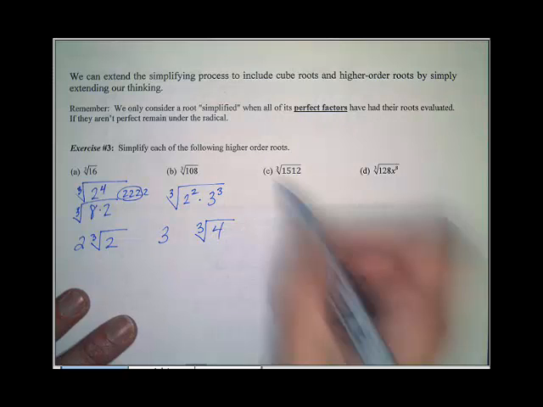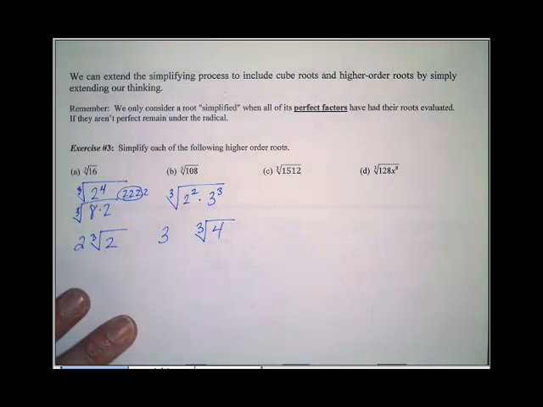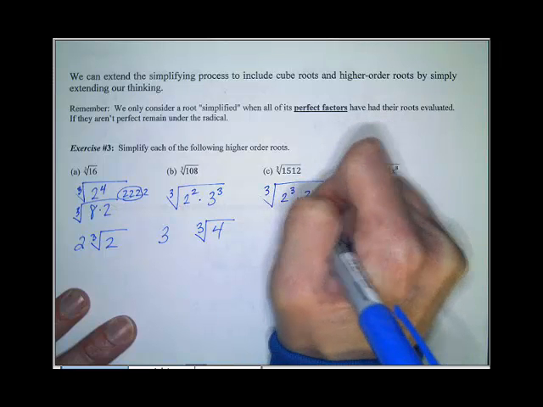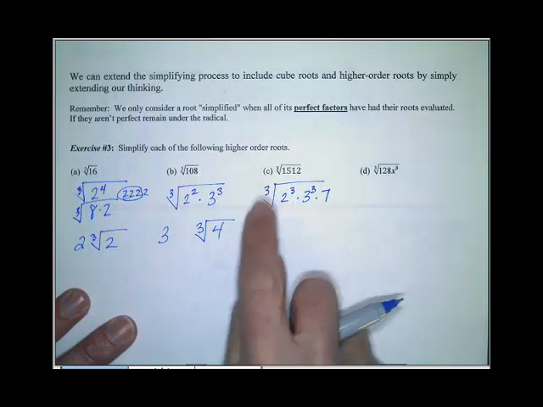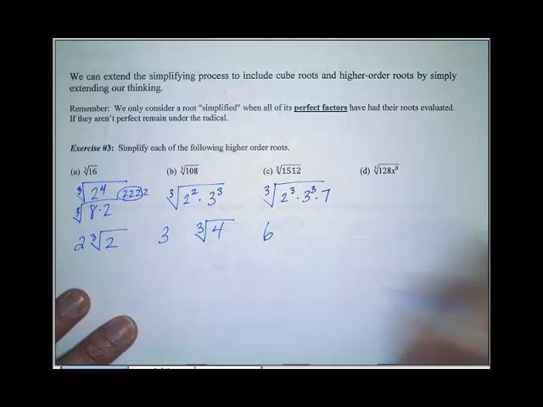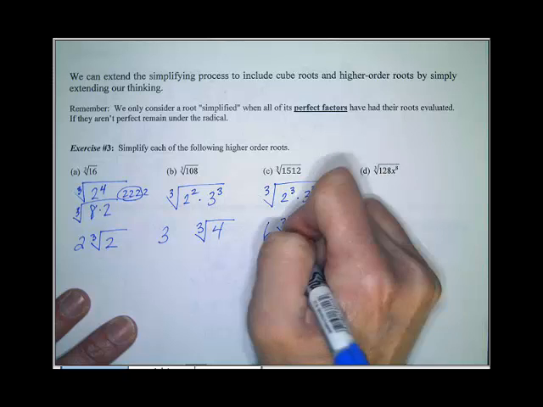How about 1,512? When I break that down, I get 2 to the 3rd times 3 to the 3rd times 7. So again, 3 and 3, those cancel each other, so I have a 2 and a 3 that come out front, which is a 6, with the cube root of 7.